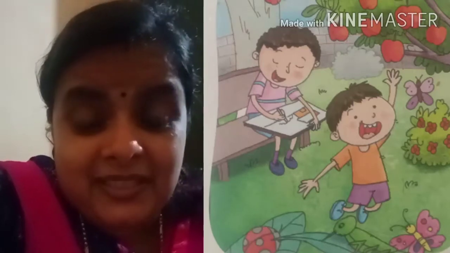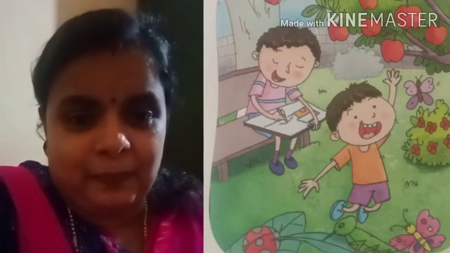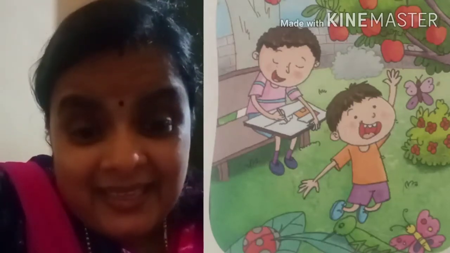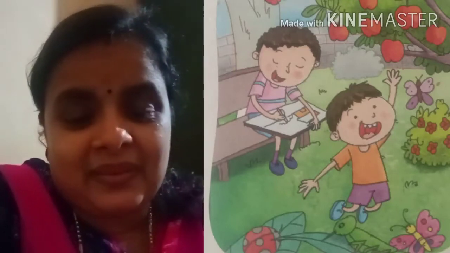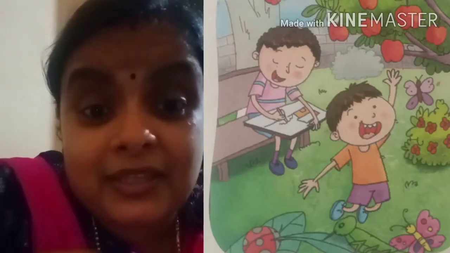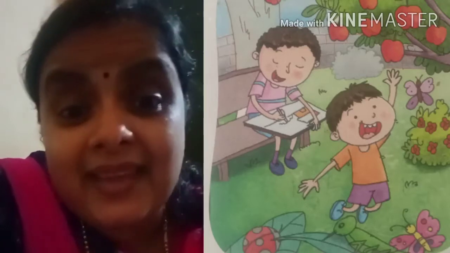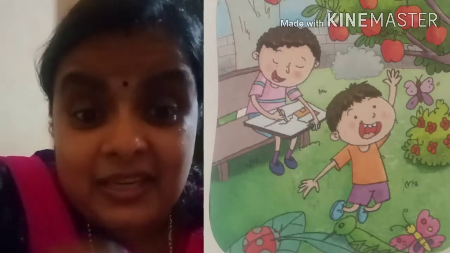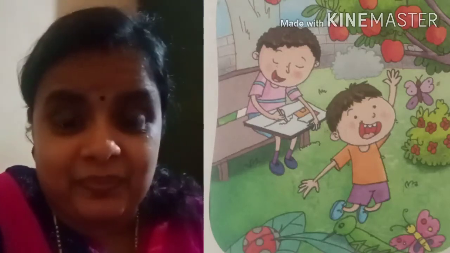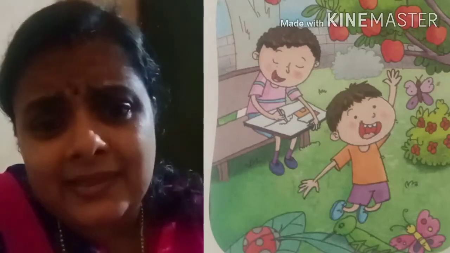So first picture we have almost described. Two boys are sitting, Ram and Sham. One boy is sitting and drawing pictures, and the other one, he is trying to pluck the apple, right? What else is there in that picture?